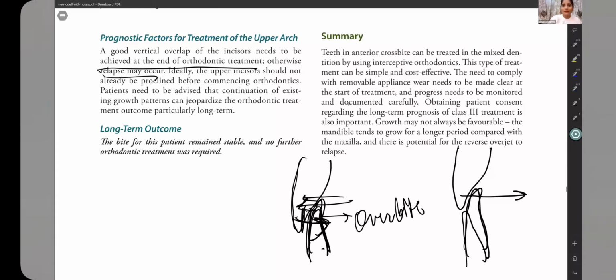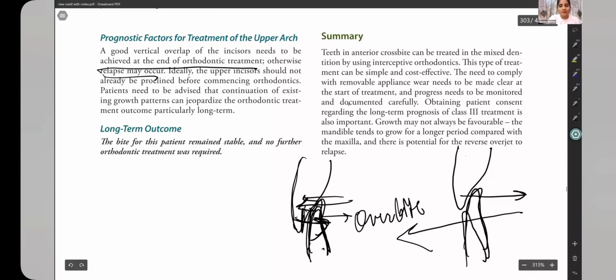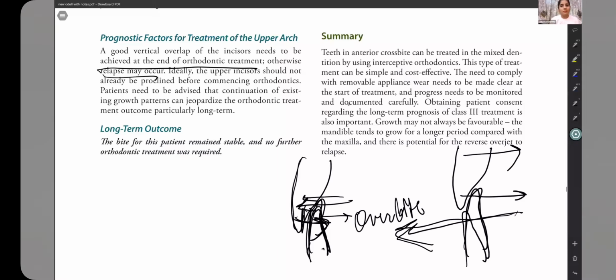Patient needs to be advised that continuation of existing growth patterns can later also jeopardize the orthodontic treatment outcome in long term. So later on also, if mandible continues to grow in excess or maxilla remains deficient and mandible continues to grow in a normal pattern also, then the crossbite can recur as well. So there can be still some jeopardy related to the treatment, and that is why a complete follow-up later on also is required. So bite for this patient remained stable for long term and no further orthodontic treatment was required. That means both jaws grew in a normal pattern and there was no skeletal discrepancy.